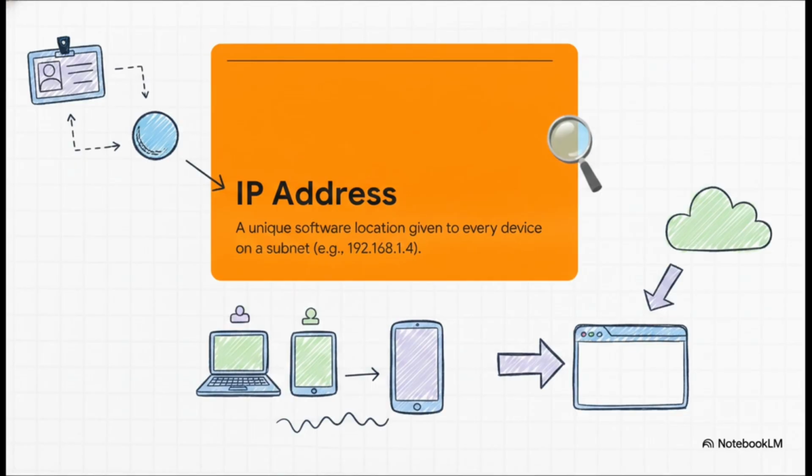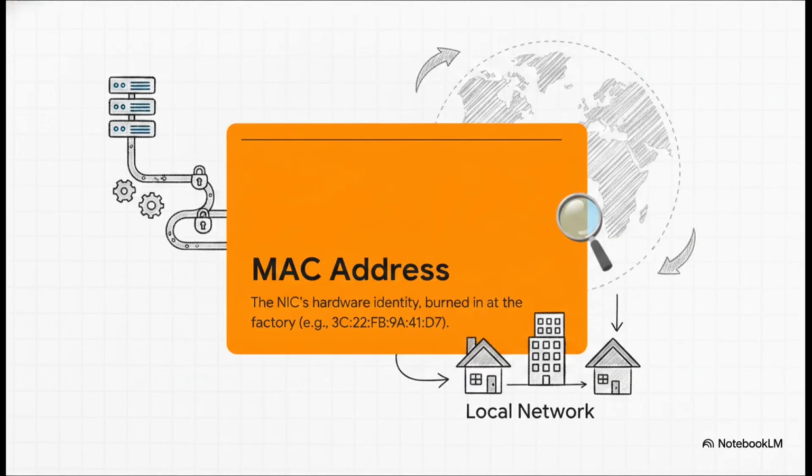So that ID badge it just got? That's your IP address. It's basically a unique software location given to every single device sitting on a subnet, like in our example here, 192.168.1.4. This setup means every device gets its own address, letting unique hosts sit together on the same local subnet. It's exactly how the data knows which specific laptop in your house asked for a web page instead of, say, your smart TV.